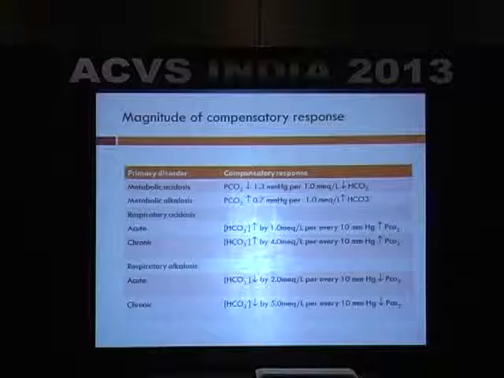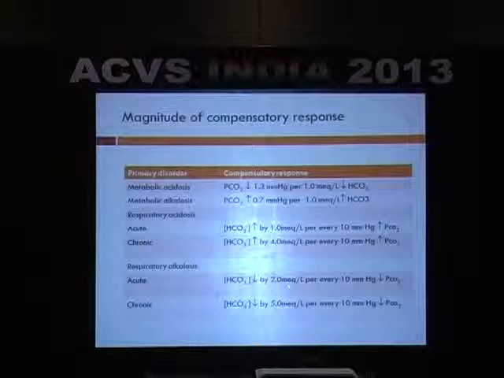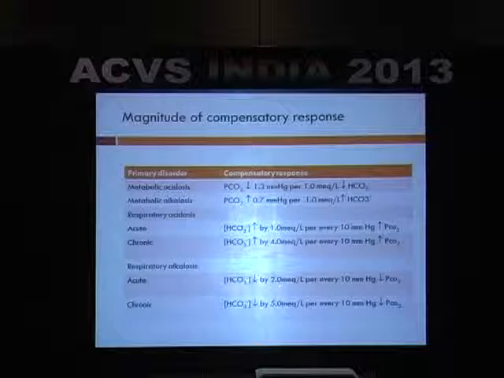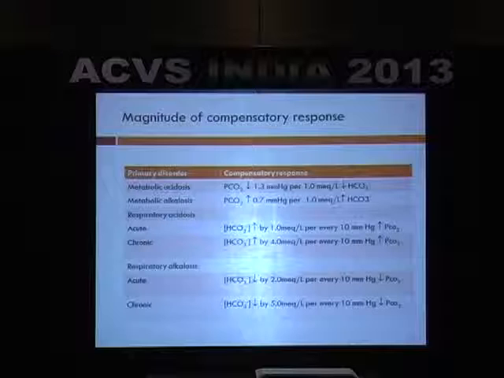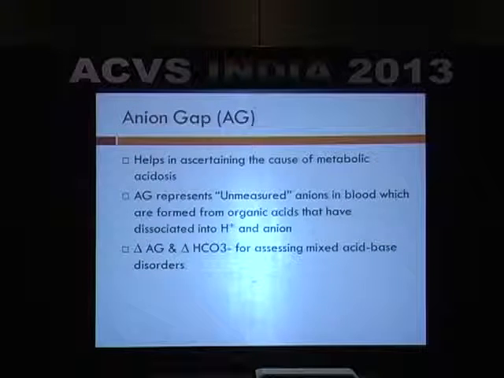In respiratory alkalosis, acute and chronic, it will be 2 and 5. A simple tip to remember this is that when it increases, it is a little bit, 1 and 4, but when it decreases, it is more, actually 2 and 5. This is a simple tip to remember the compensation which can occur in different disturbances.